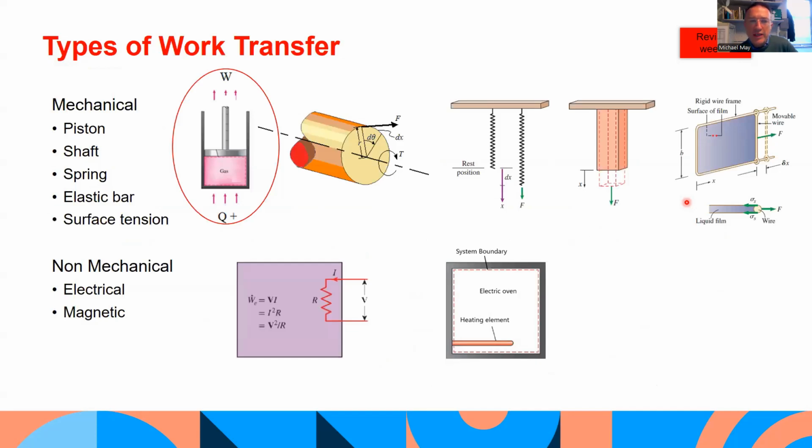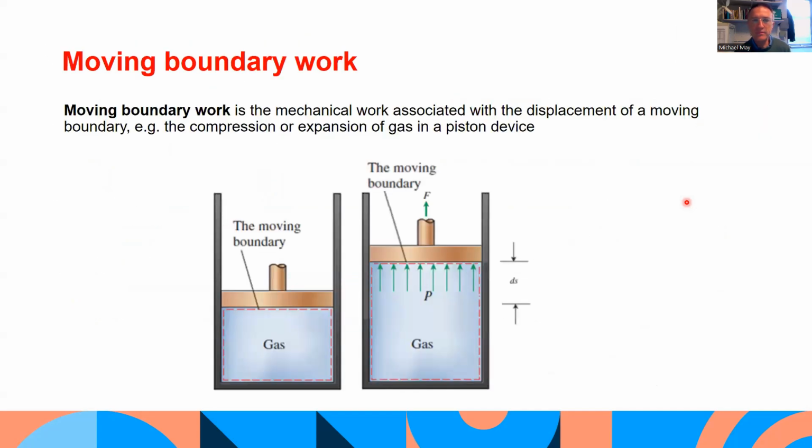In part 3, we introduced different types of work. One we touched on was piston work, and that's where we're going to put a focus now. So to explain what we mean by moving boundary work, here we have a piston-cylinder device, and it's a closed system, and the boundary is defined by this dotted line. But when we heat up the gas and the gas expands and the piston moves, we can see that the boundary moves with it. So that's why we call it moving boundary work.